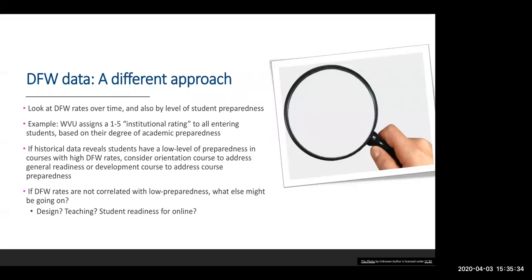So if DFW rates aren't correlated with low preparedness, there could be other things going on that we might look at. It could be issues with the design. So this is an online course. Perhaps if we look at the student makeup, we see a lot of freshmen are taking the course, and maybe it's not well designed and they're confused and they don't know where things are. That also feeds into student readiness for online. It could be an issue with teaching, but especially with this lower level chemistry course, first we're going to look at whether or not students were prepared.